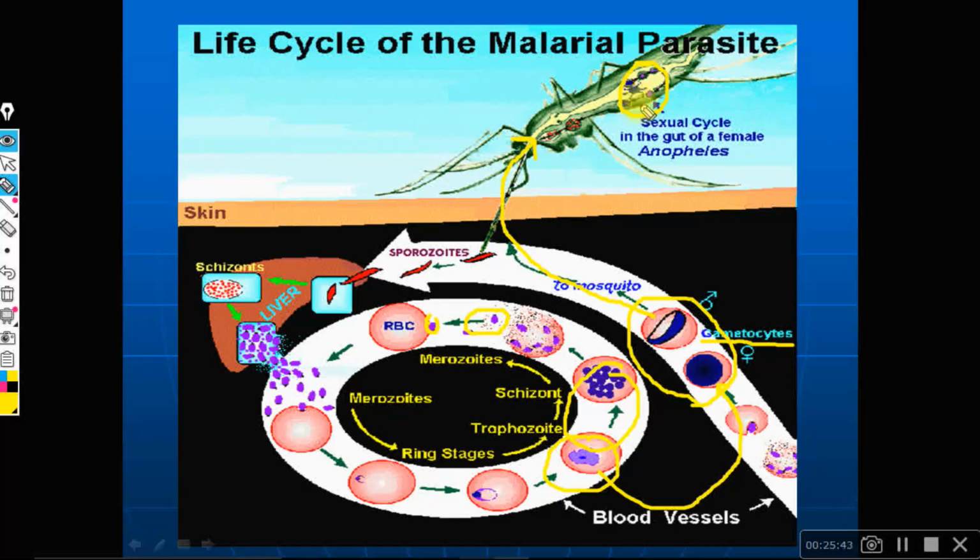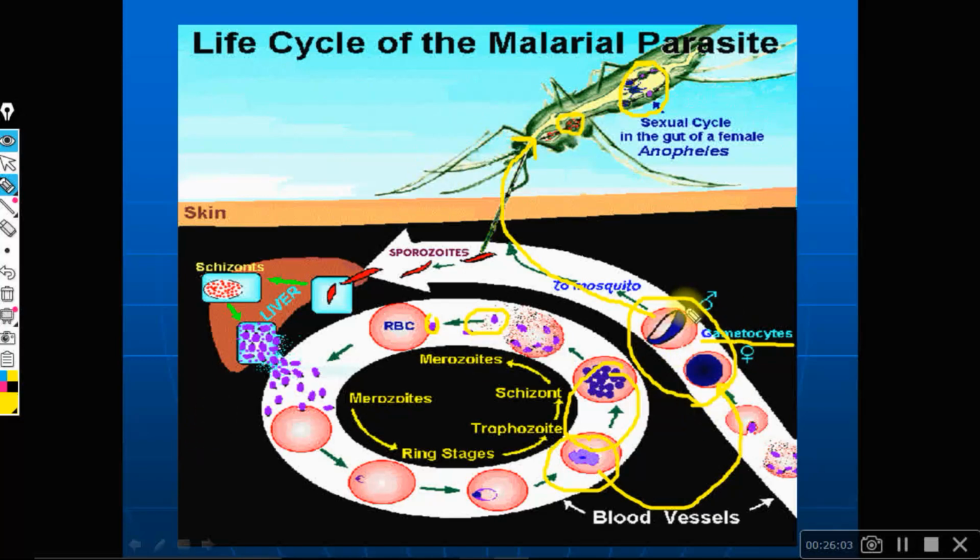But the zygote formed by this fertilization process is a rare type of zygote which is motile. This will further go on as an oocyst and will lead to the formation of sporozoites, and these sporozoites will again be present in the salivary glands. Okay, and now it is ready to infect another human. That's how it goes on.